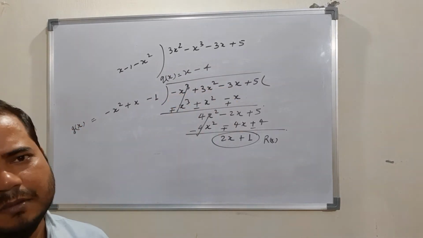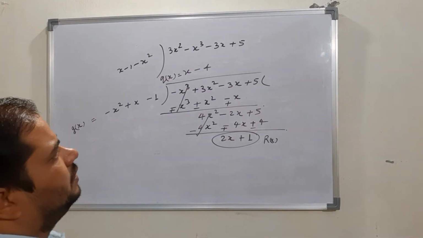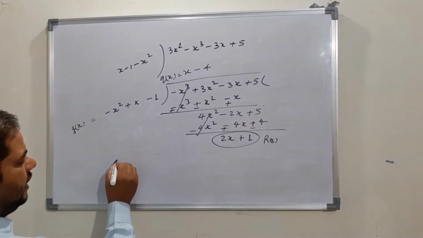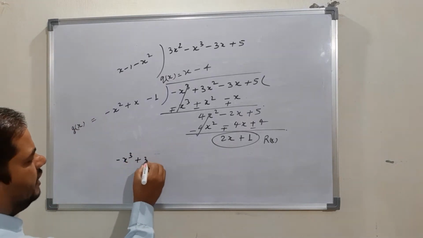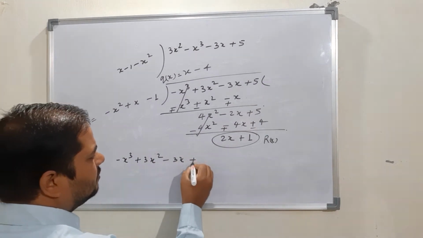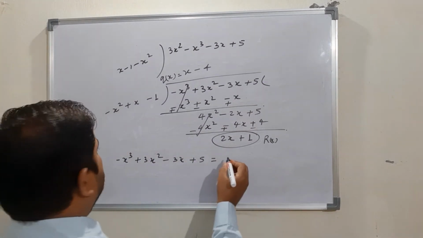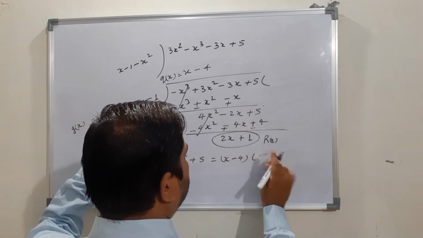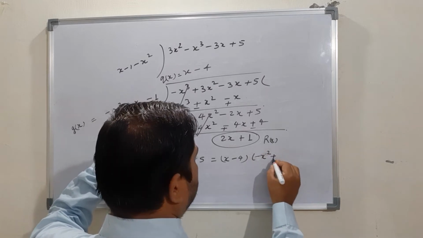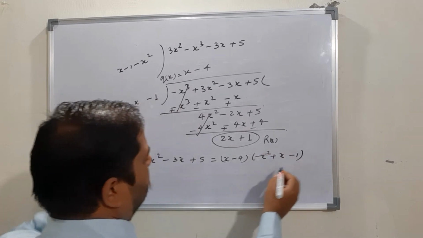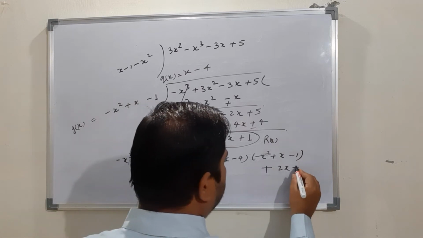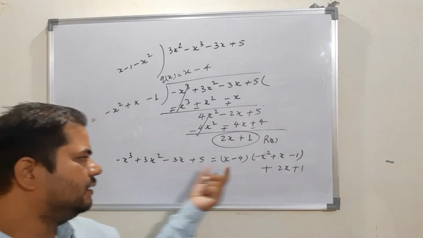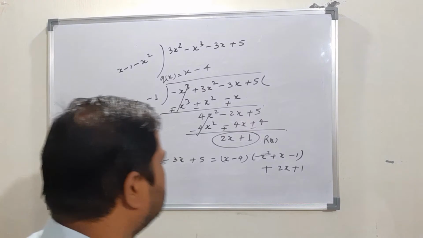And this dividend is this polynomial Px. Now we will just verify this particular division algorithm, so we can write it as minus x cube plus 3x square minus 3x plus 5 equals x minus 2 into minus x square plus x minus 1 plus remainder 2x plus 1. So after solving the RHS, if we get this thing, then only it is verified, otherwise it is not verified.